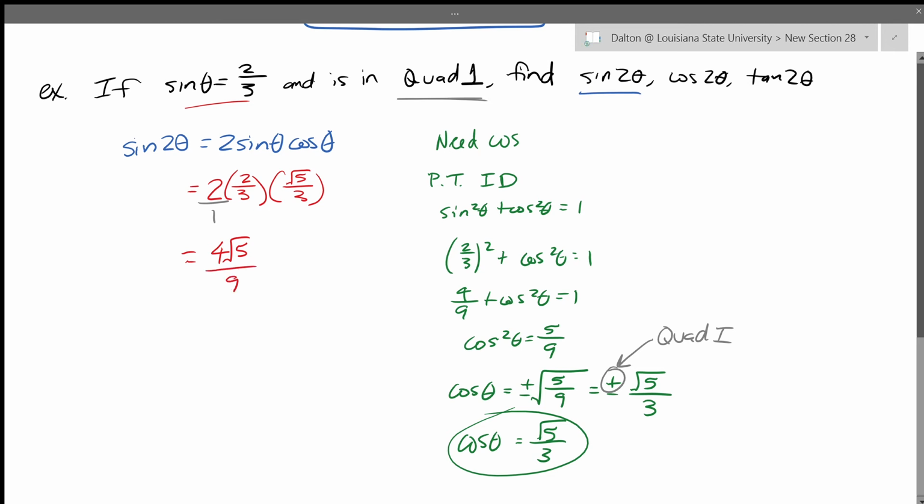And that's as far as I can go. 4 square roots of 5 over 9. So there's our first answer. Sine of 2 theta is 4 square roots of 5 over 9.